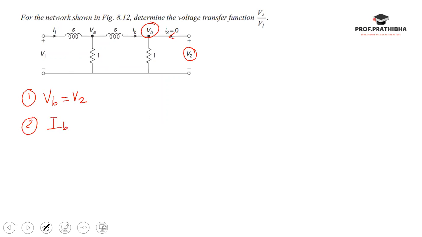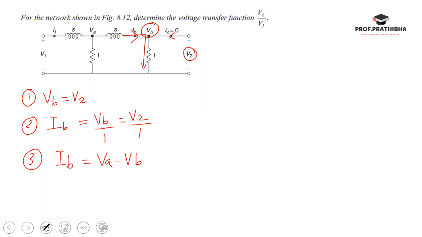Now IB is the current that will flow through this 1 ohm. So IB is nothing but VB upon 1. Now what is VB? It is V2 upon 1. So same step, कुछ extra कुछ कर ही नहीं रहे. But IB को हम कुछ और तरीके से भी लिख सकते हैं. What can IB be written as? IB शुरू कहां से हो रहा है? VA से. So VA minus VB upon S.